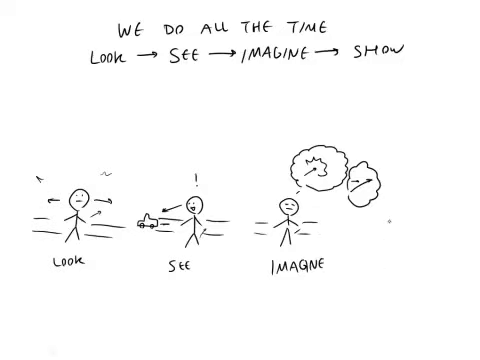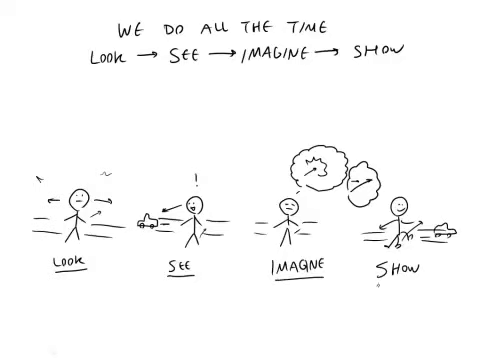And then the last step, of course, is having imagined what was possible, we wait. And then finally, after the car has driven past, we take action. We step across the street, showing that we understood what it took not to get hit by a car. Looking, seeing, imagining, and showing.